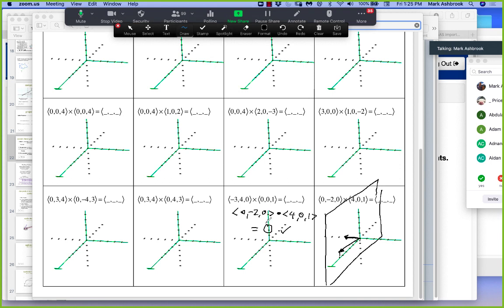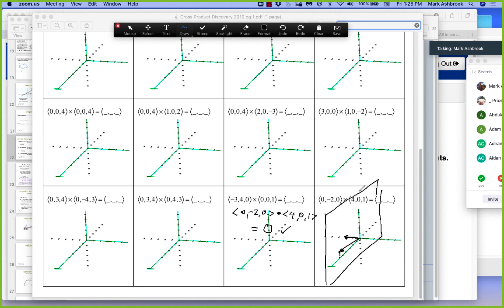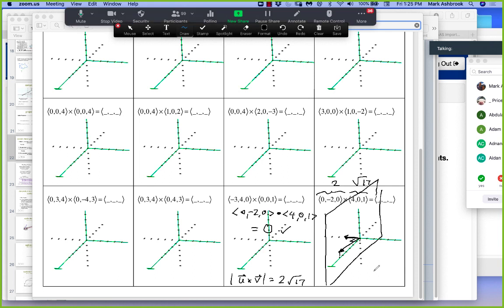Okay, so because they're orthogonal, what can we say about the magnitude of this cross product? It's going to be a product of the magnitudes. Right, exactly. Magnitude of this one is 2. Magnitude of this one is radical 17. Therefore, the magnitude of U cross V is going to be 2 radical 17. Okay, what about the direction?